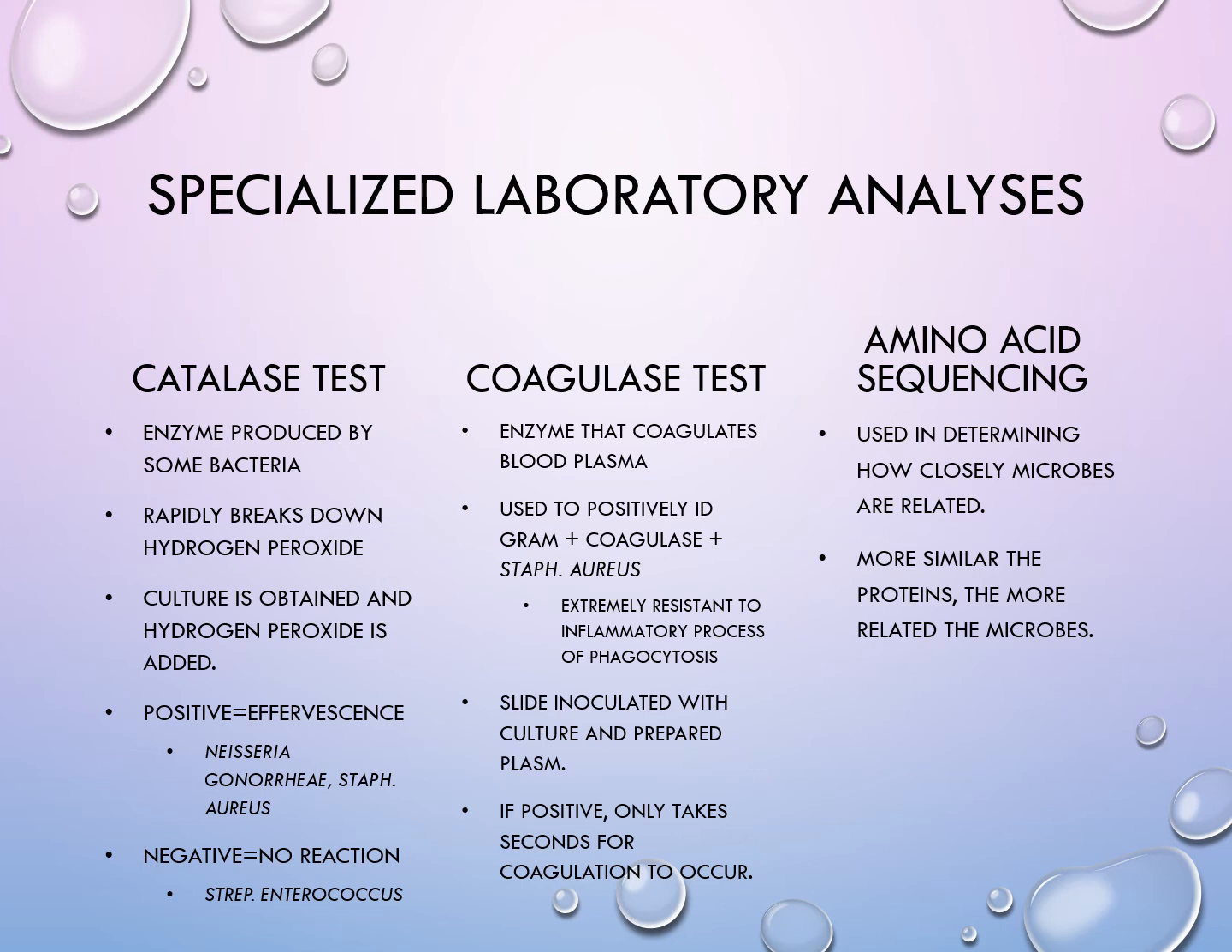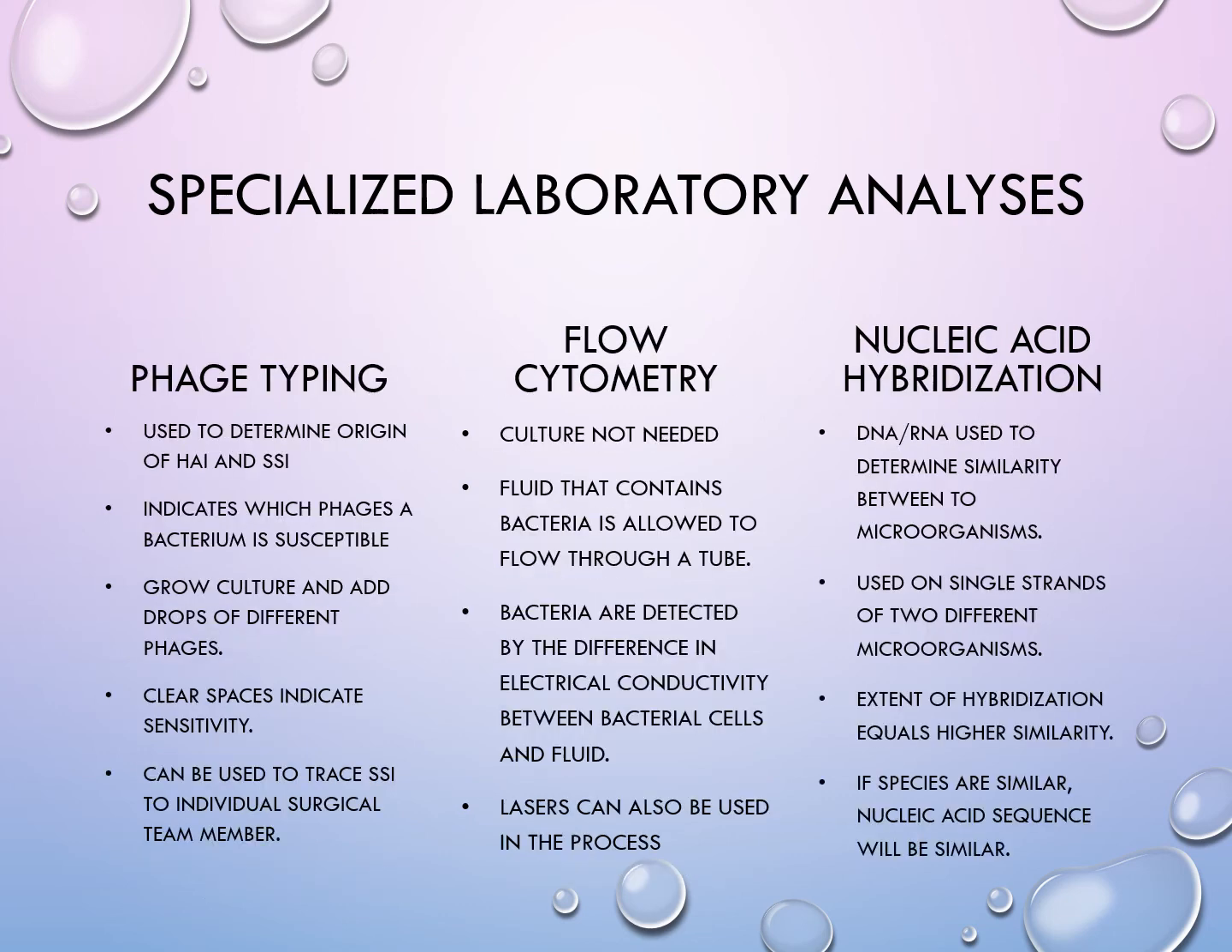Another laboratory analysis is amino acid sequencing, and this is used in determining how closely microbes are related. So the more similar the proteins in a microorganism, the more closely related they are. Phage typing, flow cytometry, and nucleic acid hybridization are all ways of helping us determine how closely related one microorganism is to another. And so the first one on the slide here is phage typing.